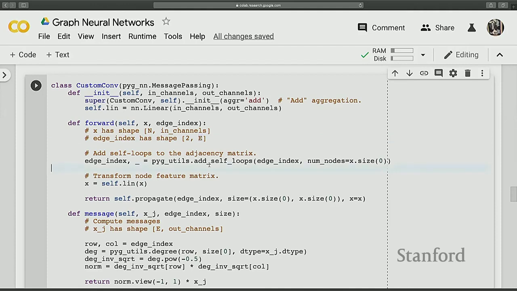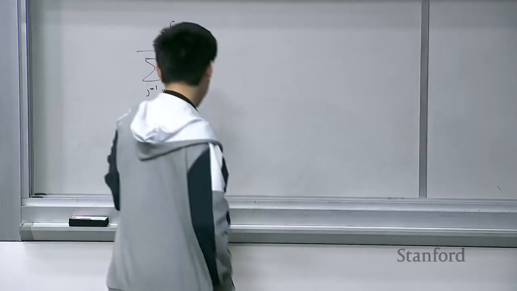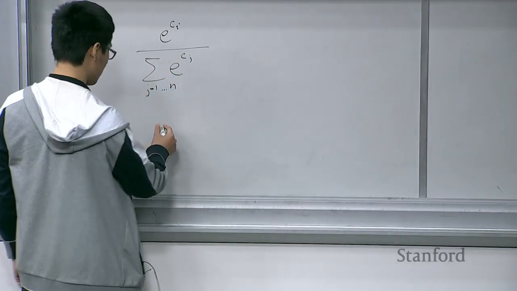We do something like add self loop. This means that because in GCN we do something like this, right?